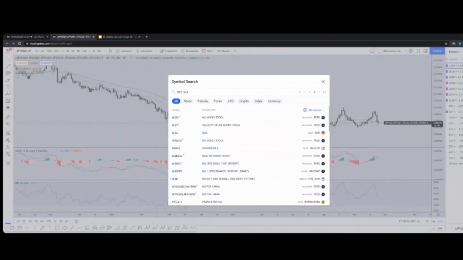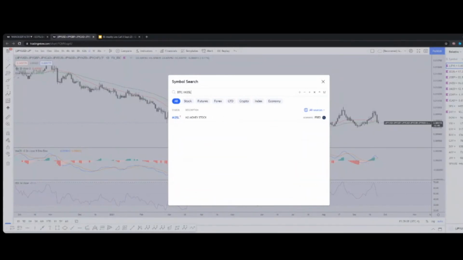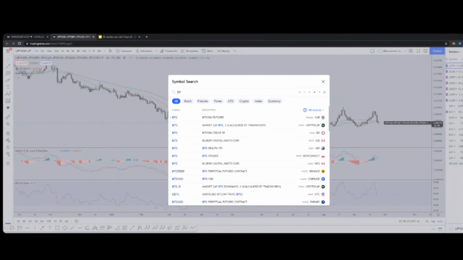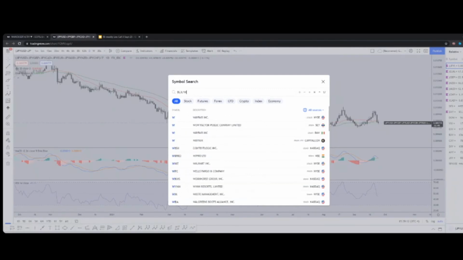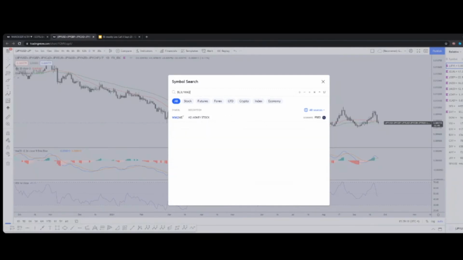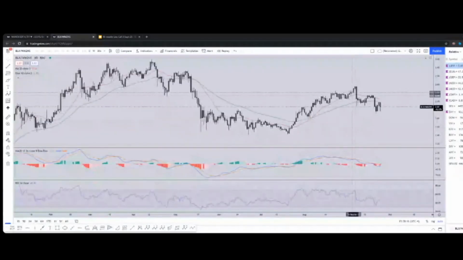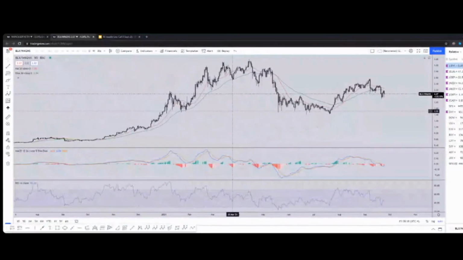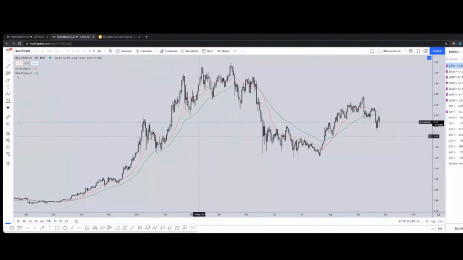Yep. What is it? You might have to do BLX WM2. Yeah. NS. There it is, right there. Perfect. So as you can see here, this is a Bitcoin chart divided by the M2 money supply.